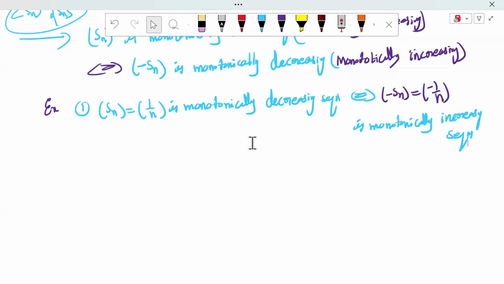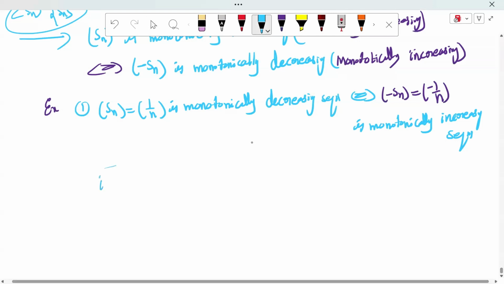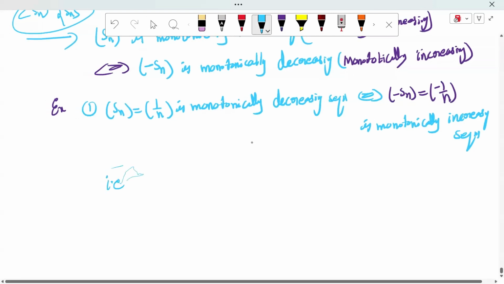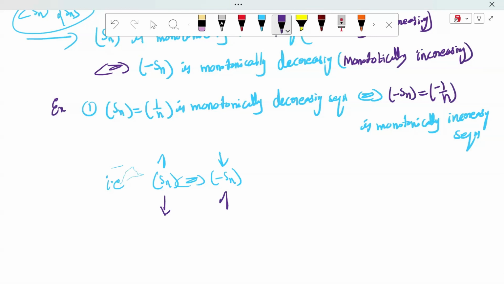Some examples related to this. Simply speaking, it is quite opposite, sir. Sn if and only if minus Sn. For example, this is increasing, this is decreasing. For example, if one is monotonically decreasing, the other is monotonically increasing. This is the meaning, sir.